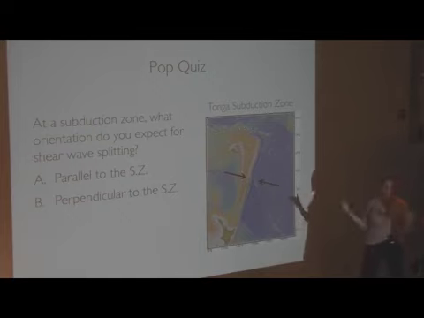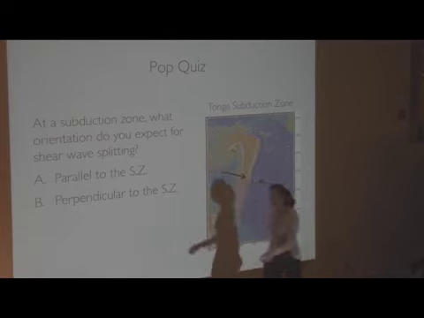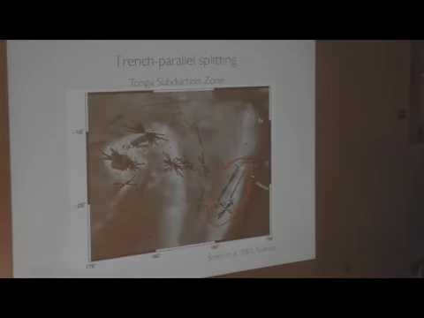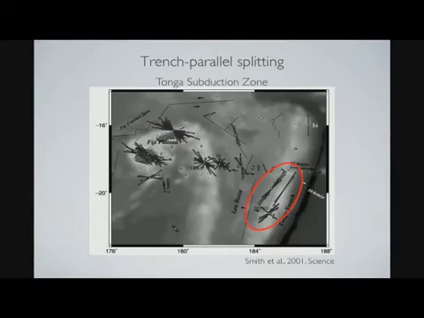So the expectation, since the plate motion is going towards each other, is that the answer would be B, right? And as many of you in the room know, the actual observation is that we see this trench-parallel direction. So this is the observation. This is the Tonga Trench over here.